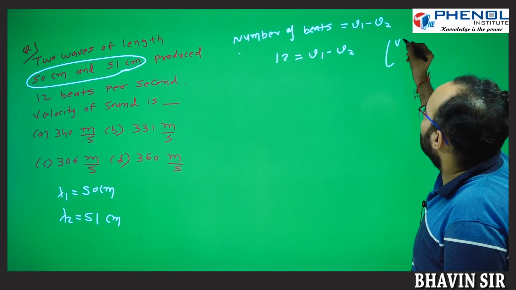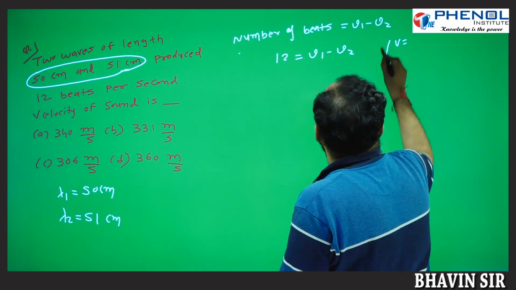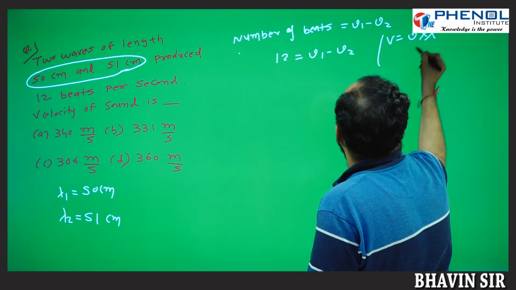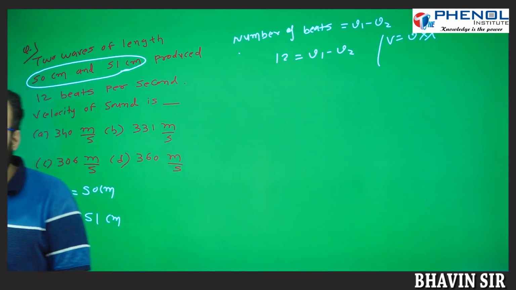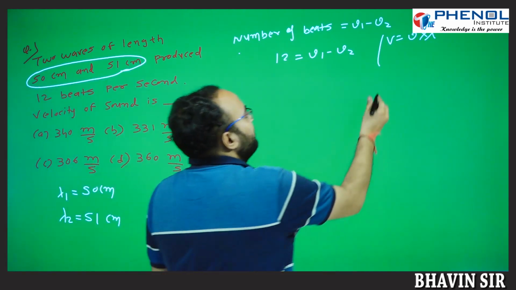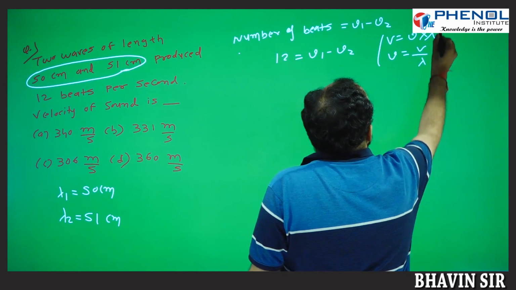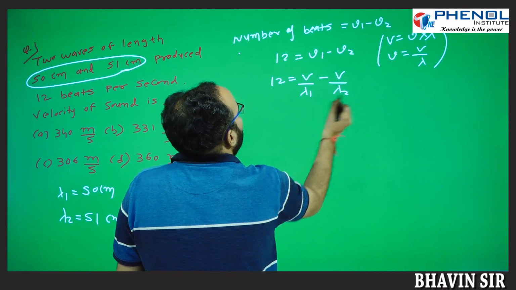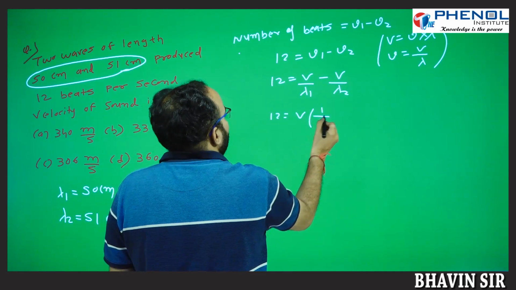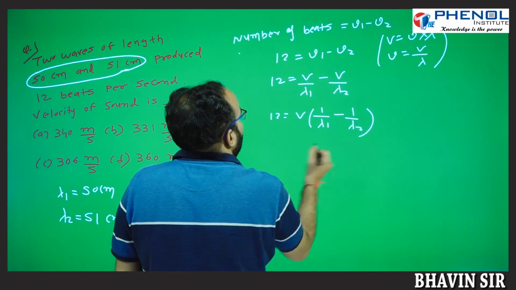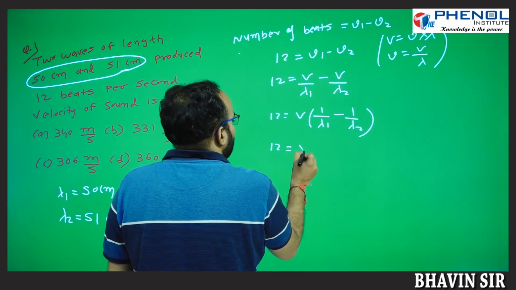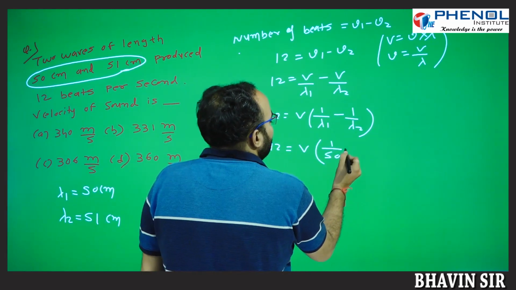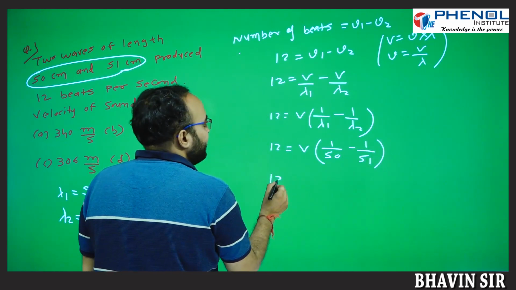So what is the speed of sound? Frequency into lambda, nu into lambda. Nu is the frequency and lambda is the wavelength. So what is the frequency? V by lambda. So V by lambda 1, V by lambda 2, V common. We want to find V. What is lambda 1? 50. Lambda 2 is 51. Now take LCM.